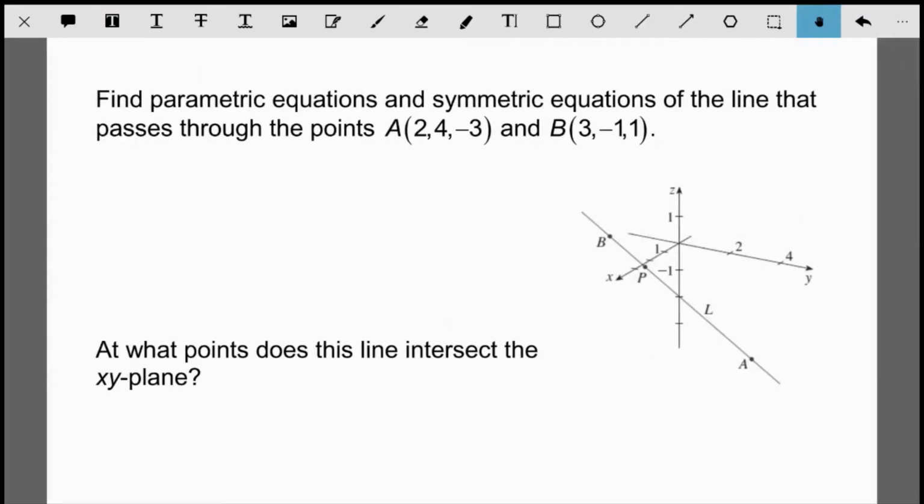So what I want you to do on this problem, and I'm going to have you try this one, is find parametric equations and symmetric equations of the line that passes through the points A (2, 4, -3) and B (3, -1, 1). This one's really simple, so I'm just going to have you work through it really quickly. Pause the video, find your equations, and then when you come back, I'll show you the solutions for it.